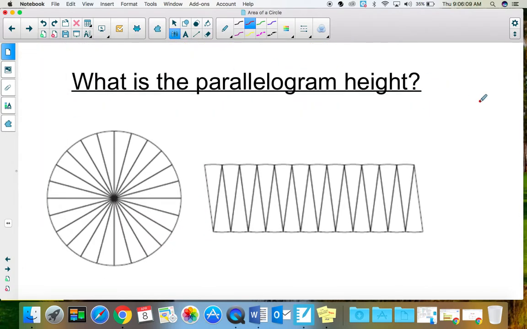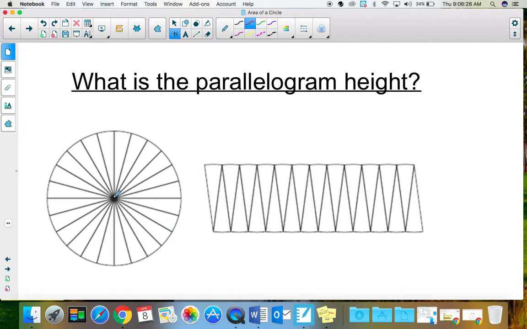So the first thing we want to look at is the height. Now you guys have already learned that the height is from the bottom to the top. This right here is going to be the height of our parallelogram. So where does that come from? Where does the height actually come from?